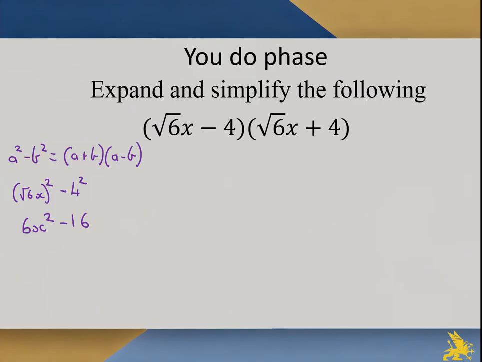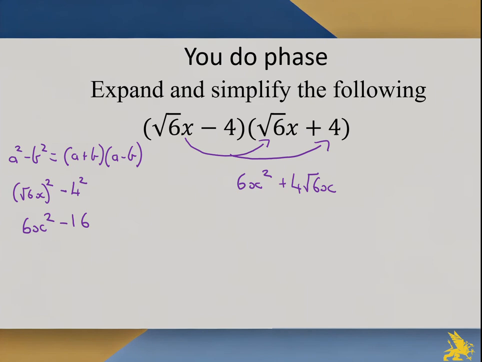I can then look at it in terms of the previous one, where every term is timesing by everything in the brackets. So I'll start off with the square root 6x first. Square root 6 times square root 6. It's really saying it's a square, so the square roots cancel, and it just gives me 6x squared. Already starting to look similar. Square root 6x times 4 just gives me 4 square root 6x, and it's positive.